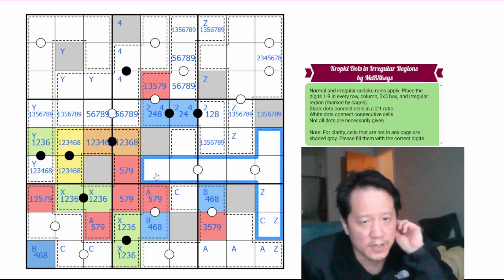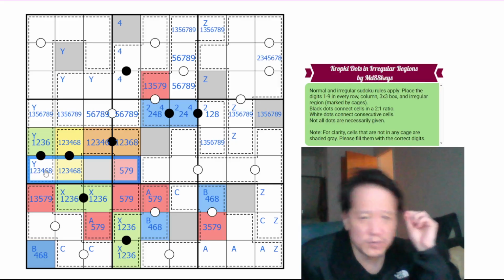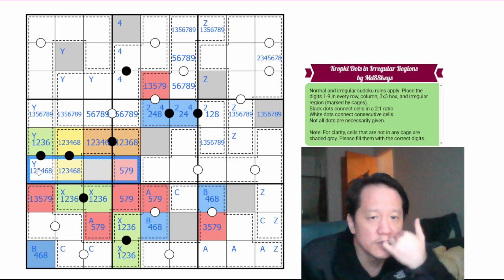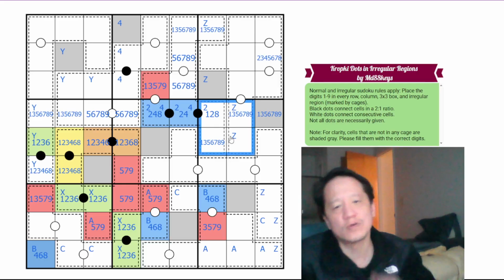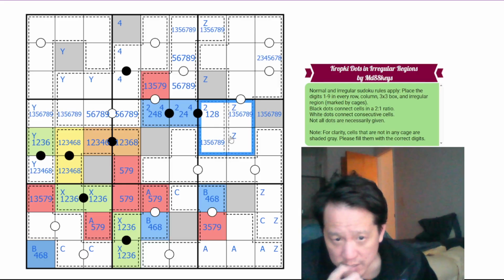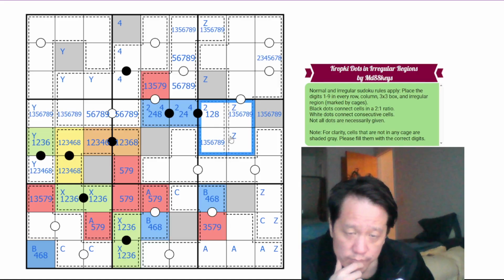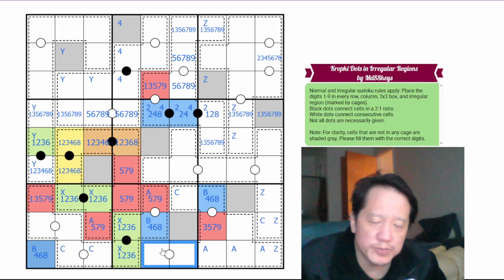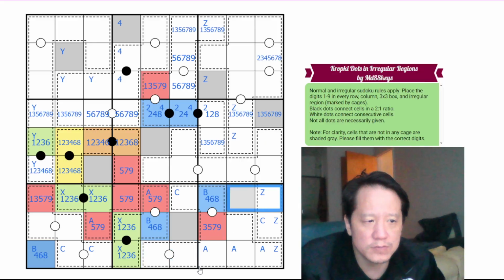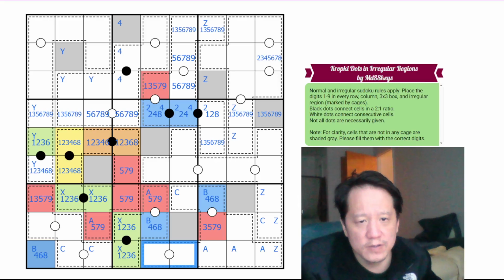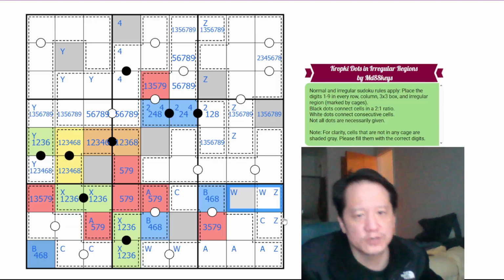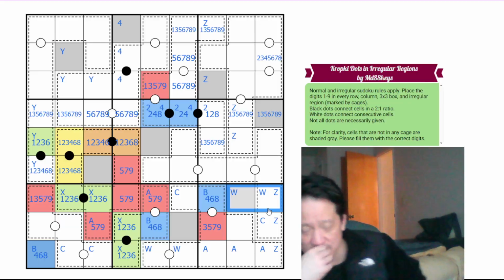Which means C cannot be any of these. C could be one of these four. Has to be one of those four. C cannot be any of these. C can't be here. C is one of these four. And these two digits specifically have to match these two. So we'll mark those as, I don't know, W. W must match those two specifically. Interesting.